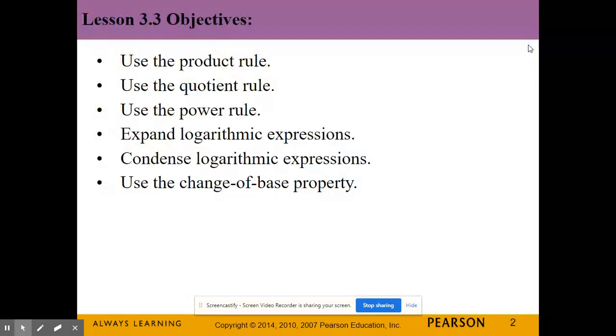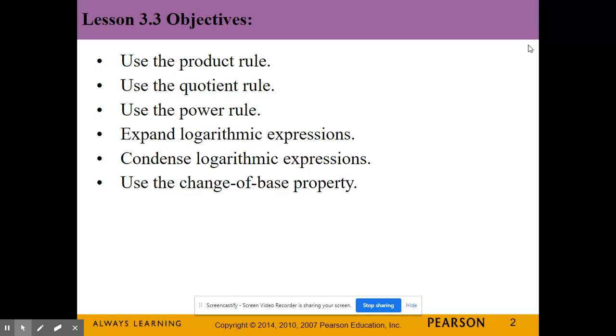Let's look at the objectives. We're going to talk about the product rule, quotient rule, and power rule. Last lesson we talked about how logarithms are exponents, just in a different direction, looking at exponents in a different way. The product rule, quotient rule, and power rule for logs all mirror those rules for exponents. And that's how we'll go through them when we look at them.